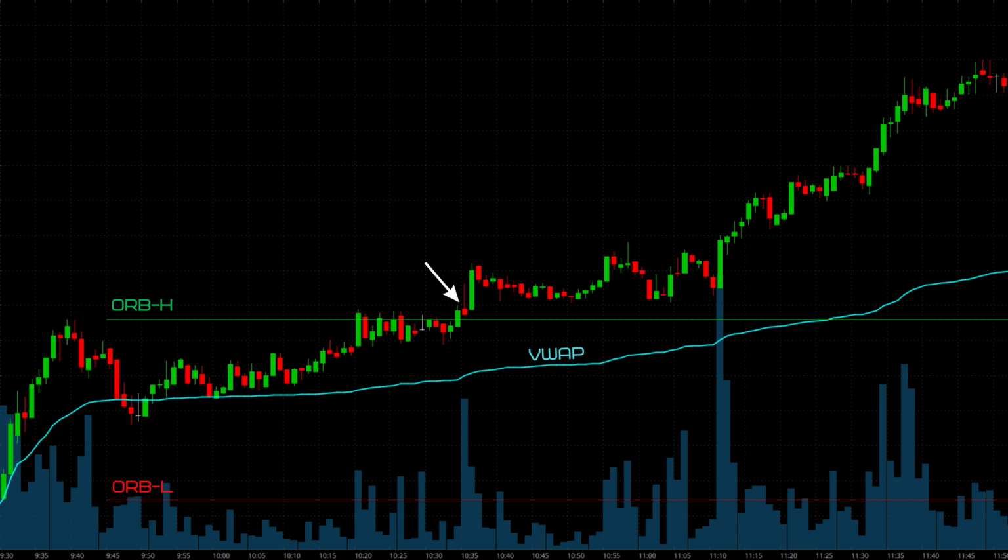4. Refining the exit: close versus touch. The touch: exiting the moment price touches VWAP. This protects capital but often results in getting wicked out before a stock continues its move. The close, recommended: wait for a candle to close below VWAP. 5 minute is safer, 1 minute is tighter. This confirms that the selling pressure is sustained.